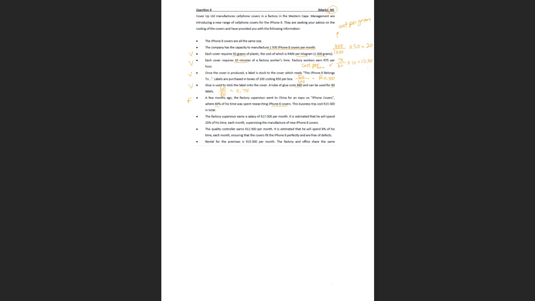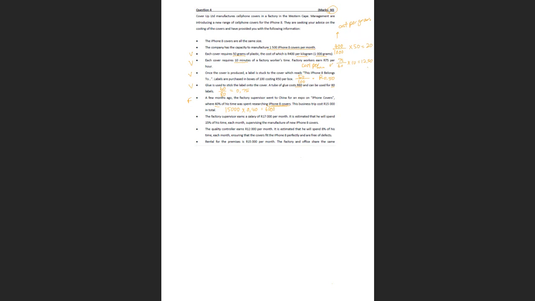So here they said to you it was 15,000 Rand in total, but only 40% of his time was spent researching the iPhone 8 covers. So we are only then concerned with the 40%, because the other 60% was researching other stuff, and that is not relevant to the job at hand, so it cannot be included. So that would be 6,000 Rand as your cost here.